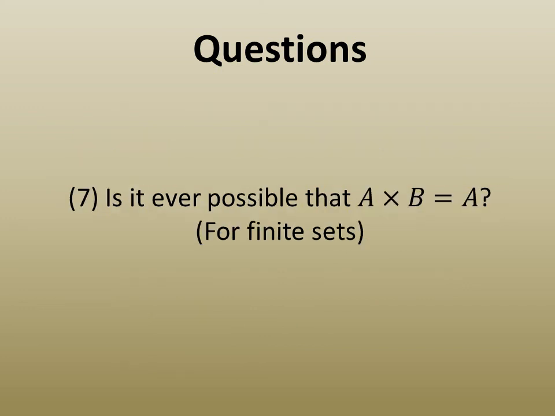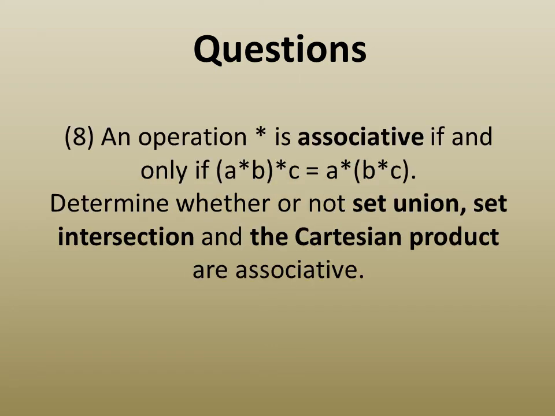Question 7. Is it ever possible that the Cartesian product of A with B is equal to A for finite sets? Question 8. An operation star is associative if and only if (A star B) star C is equal to A star (B star C). Determine whether or not set union, set intersection, and the Cartesian product are associative.